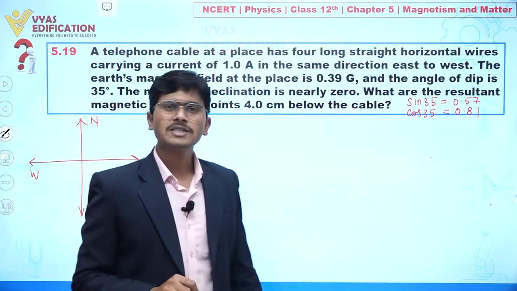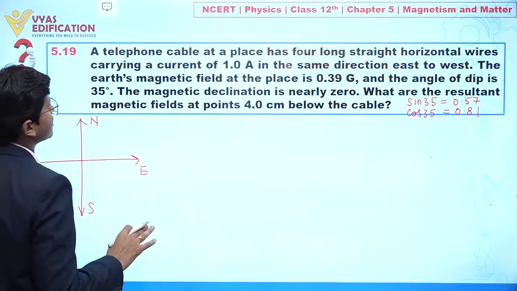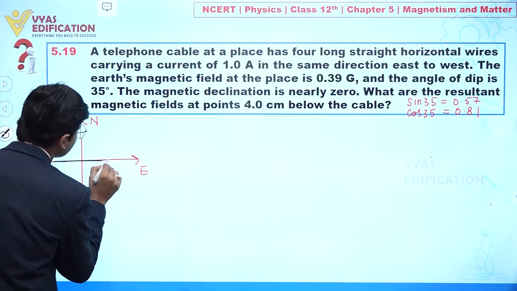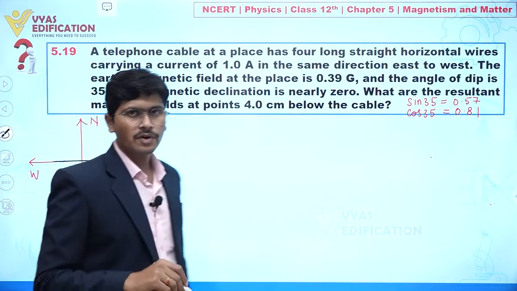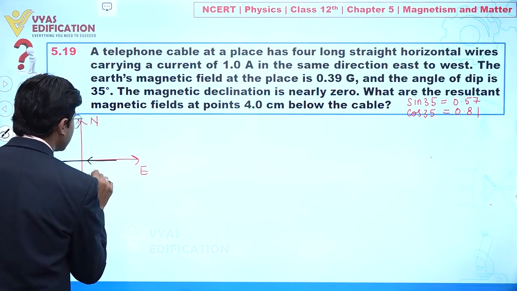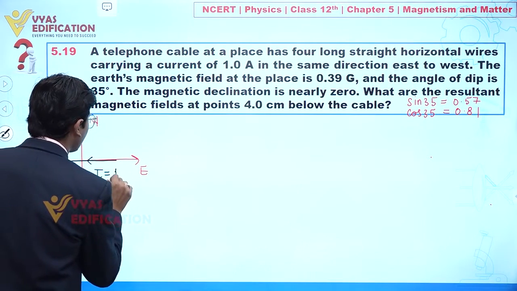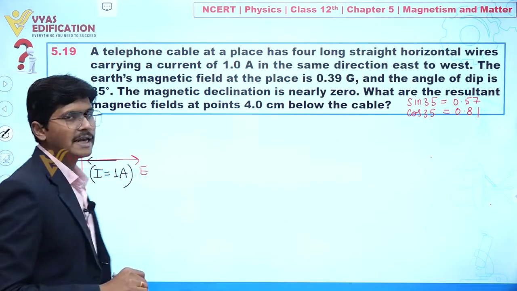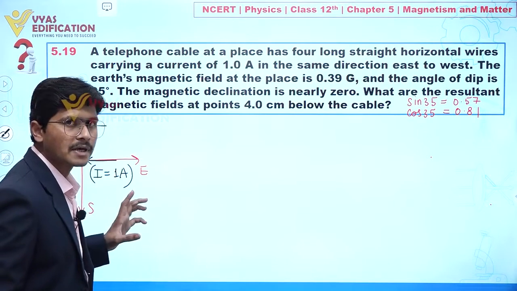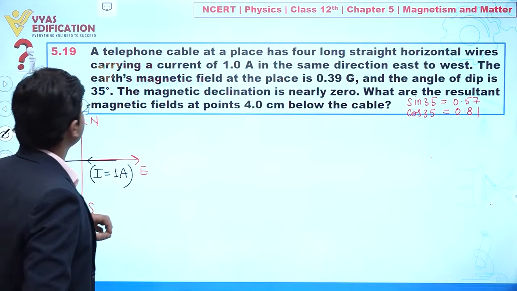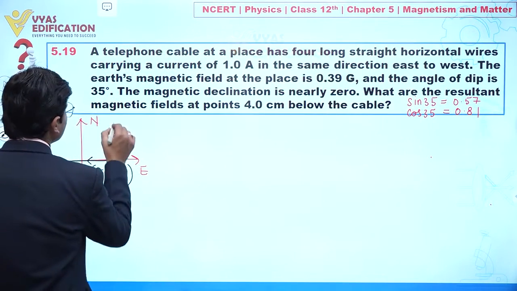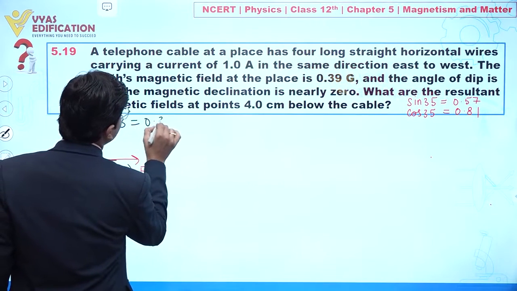Clear? Now it is given that we are placing four long straight wires. Let's assume this is a long straight wire and current is flowing from east to west, and the value is 1 ampere. Clear? Done. Now it is given that the earth's magnetic field at this place is 0.39 gauss. So we can say the value of B is 0.39 G.